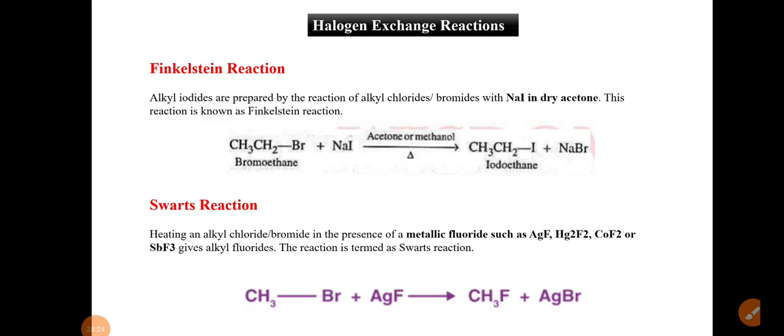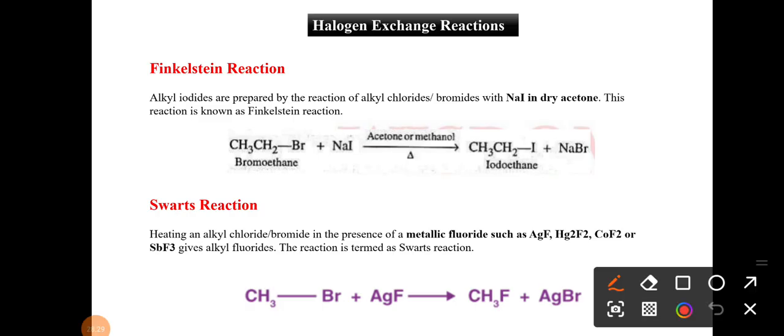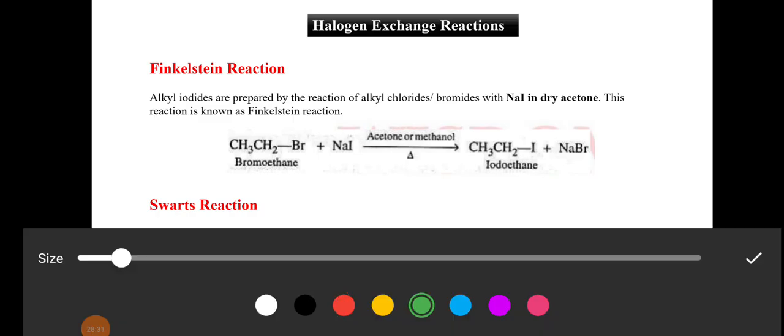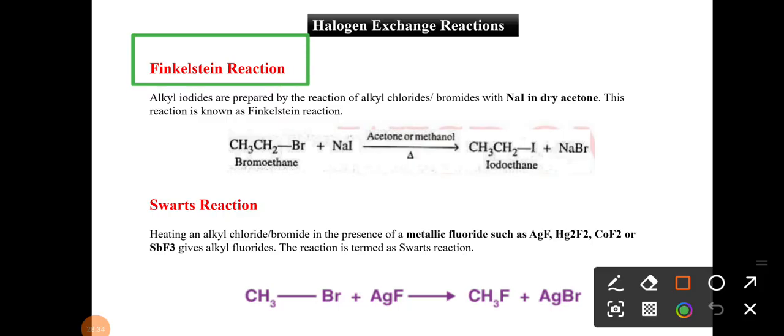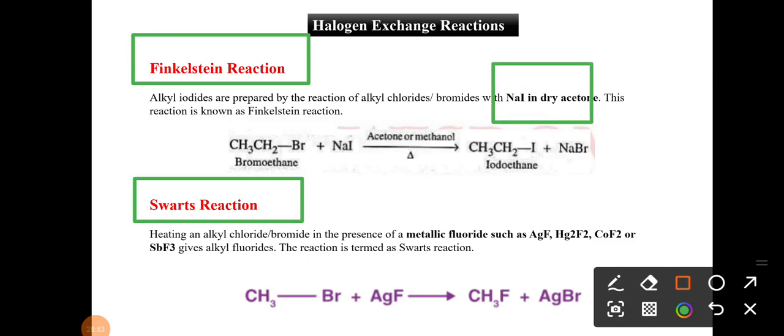Okay, the next one, that is the halogen exchange reaction. So there are two reactions, right? Halogen exchange reactions. The first one is the Finkelstein reaction and the second is the Swarts reaction. If you look at the reactions, you can simply understand why these are halogen exchange reactions. In the Finkelstein reaction, alkyl iodides are prepared by the reaction of alkyl chloride or bromide with sodium iodide in dry acetone. That is important. What is the reagent? Sodium iodide in dry acetone. That is nothing but your Finkelstein reaction.